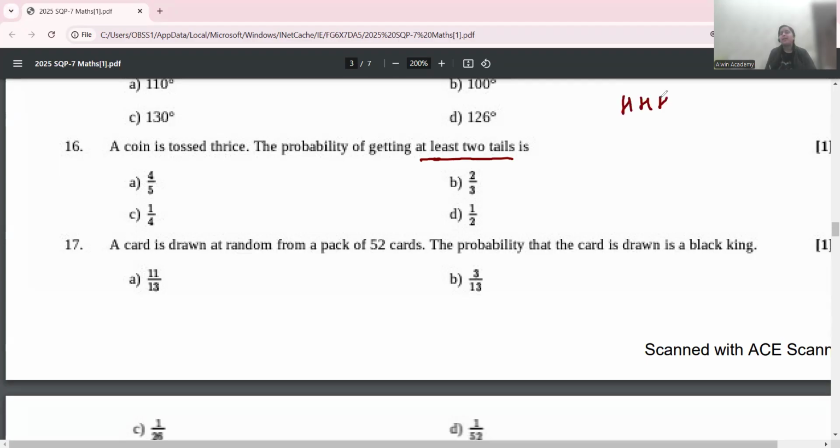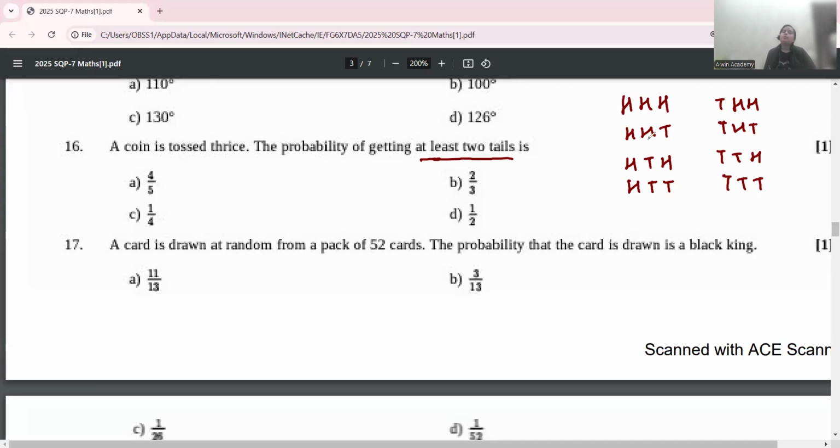They can be head, head, head; head, head, tail; head, tail, head; head, tail, tail; tail, head, head; tail, head, tail; tail, tail, head; and tail, tail, tail. These eight can be the maximum possibilities we have.